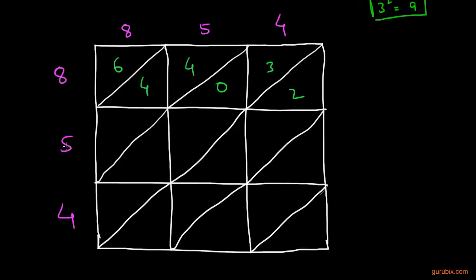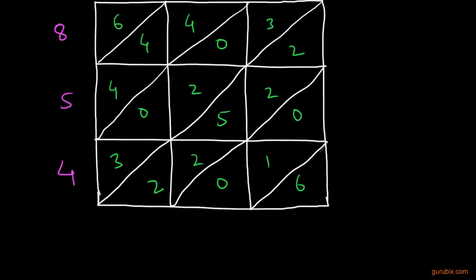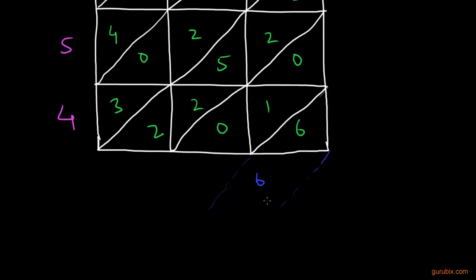And now we shall multiply 5 with 8 to get 40 and fill the part of the square, and 5 into 5 means 25, and 5 4s are 20. Now we shall multiply 4 with 8 to get 32, 4 with 5 to get 20, and 4 with 4 to get 16. Now we shall start adding the diagonals. In the lowest diagonal there is 6 and there is nothing to add with this 6 too. So the sum of the digits of the lowest diagonal is equal to 6.